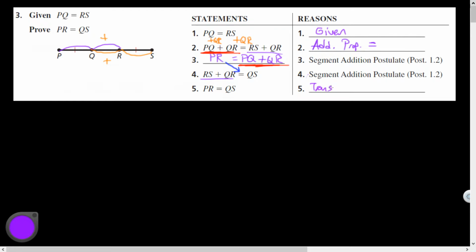So we'll call this the transitive property of equality, because this was equal to that, which was equal to that, which was equal to that. Therefore, the first and the last thing are equal. Wow, I've got respect for this problem. This problem was pretty okay. Let's take a look at this one right here.